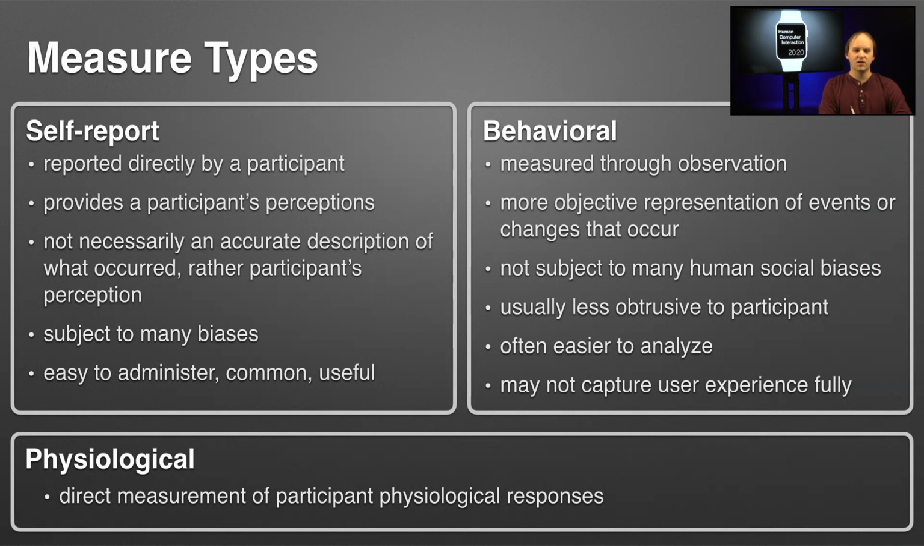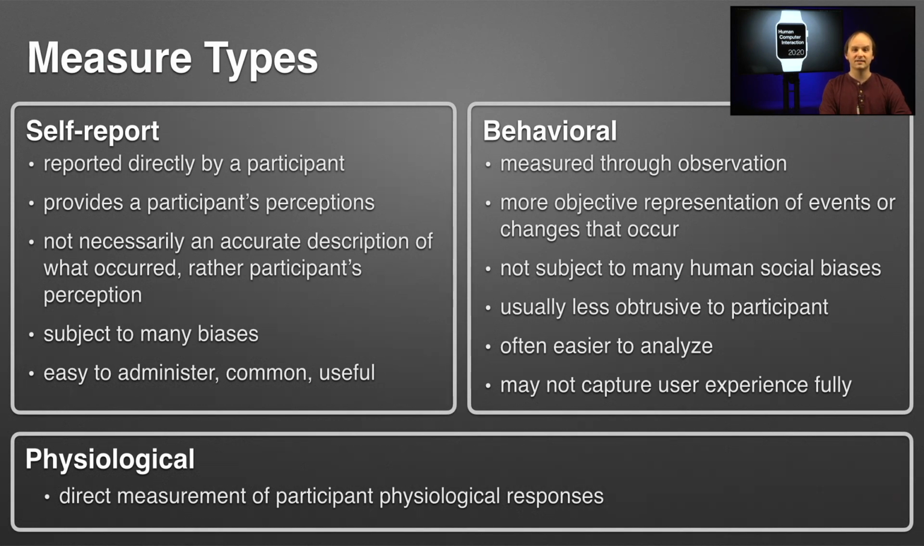And so we usually, those are less obtrusive to participants. If you think about it, if you go and ask someone to tell you about something, they're aware you're asking them. And that changes things a little bit. Behavioral measures can usually be obtained or recorded without the user or participant really having to think about it or realize it too much. And they're often more quantitative in nature.